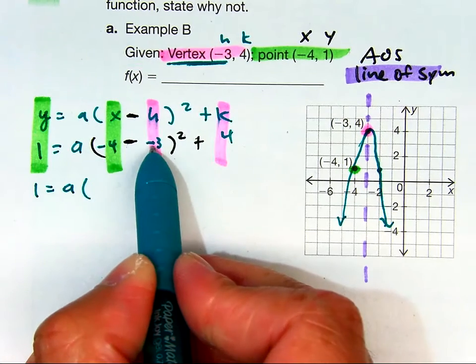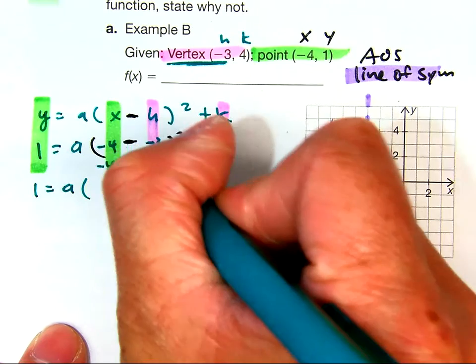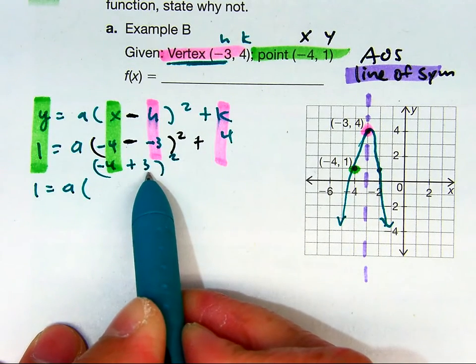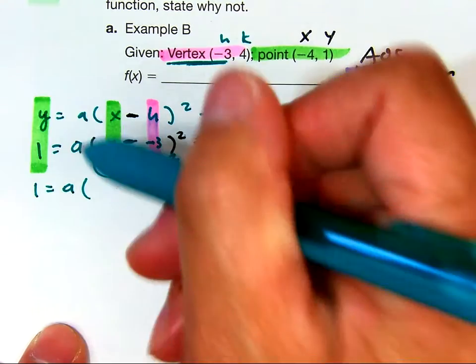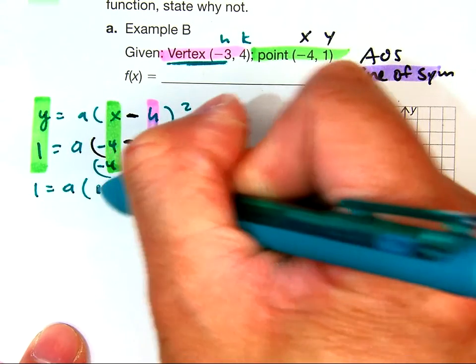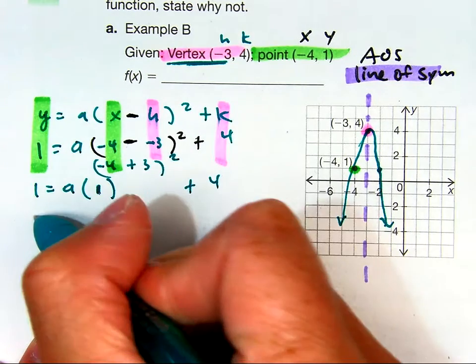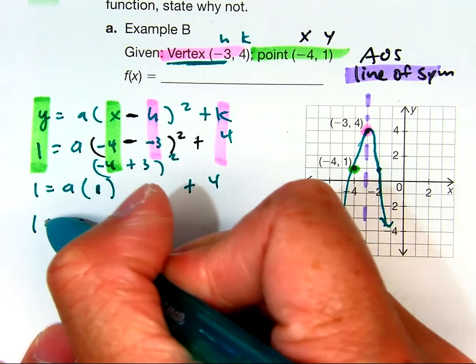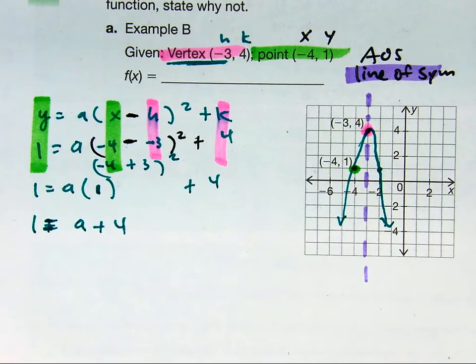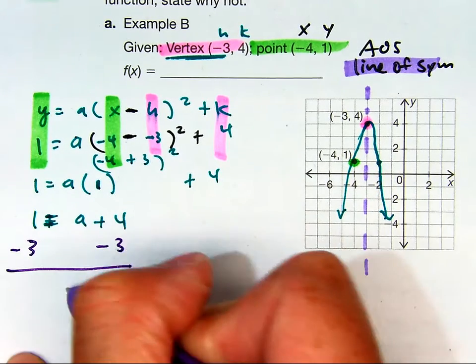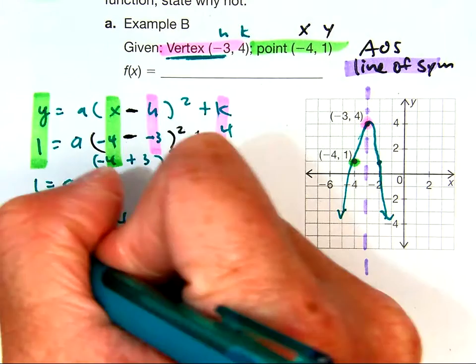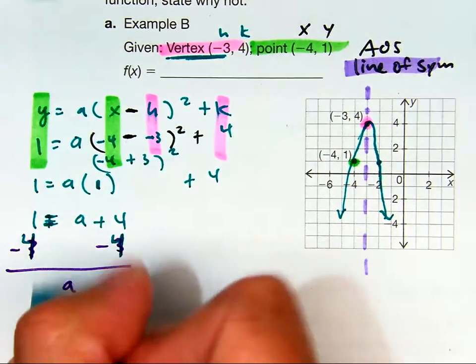Class, what's the opposite of -3? So that becomes positive. And class, what is -4 plus 3? And -1 squared? +1. And then we have this +4. So I have 1 times a, because I don't have to write the 1, right? It's 1a, +4. And then if I subtract 4 from both sides to solve for a, my answer is -3.